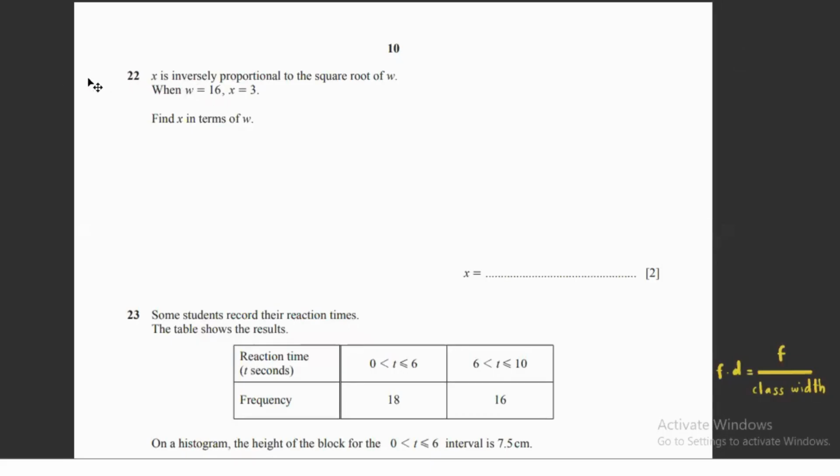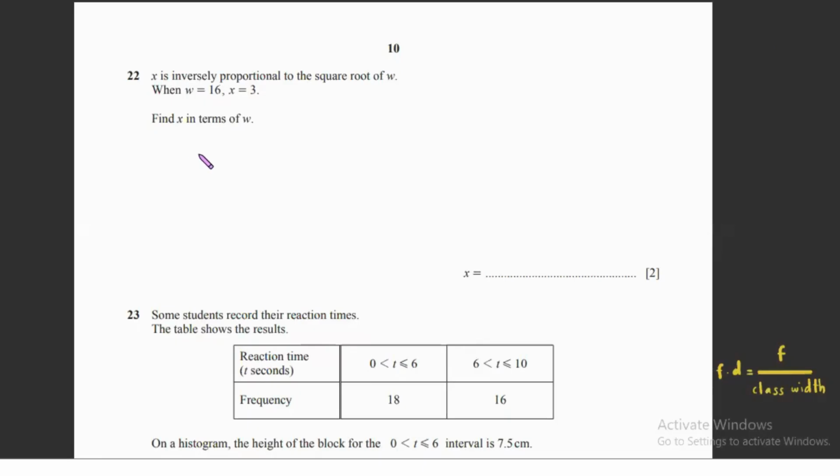In question 22, x is inversely proportional to the square root of w, where w is equal to 16, x is equal to 3, and we need to find x in terms of w.